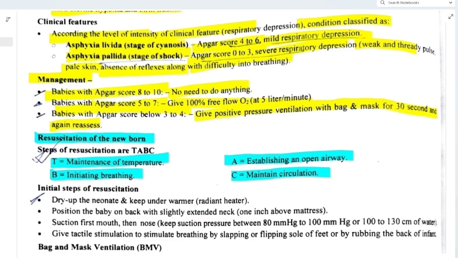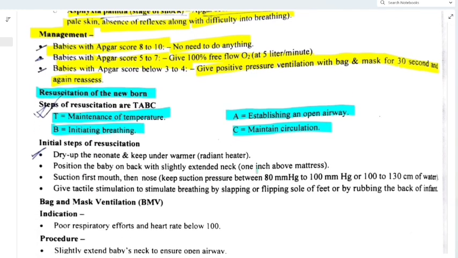Now the initial steps of resuscitation. Dry the neonate and keep under a warmer, that is a radiant heater. If you have seen in the NICU or PICU, you will see that the baby is kept under the warmer, and after drying, they immediately place the baby in the warmer. Then position the baby on the back with slightly extended neck, 1 inch above the mattress. This position is given so that the trachea or respiratory tract is positioned in one line. That's why slight extension of the neck is done.